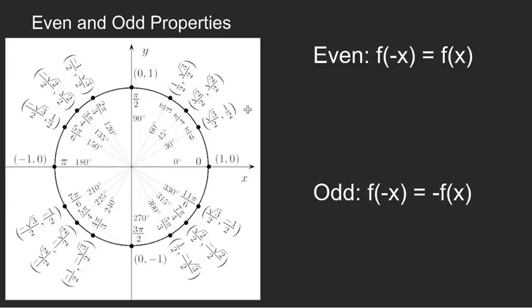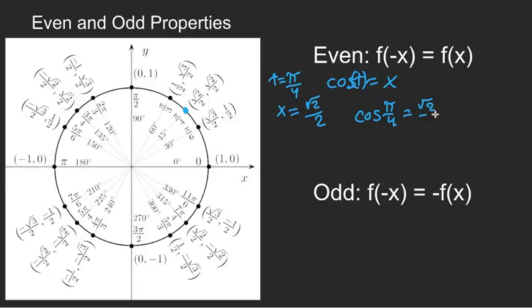All right, let's look at the cosine function first. So we're going to take t equals pi over 4, which is right here. So we know that cosine of t equals x. And the x value at t equals pi over 4 is root 2 over 2. So cosine of pi over 4 equals root 2 over 2.